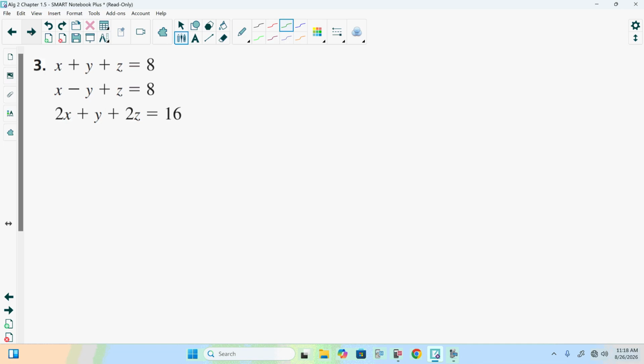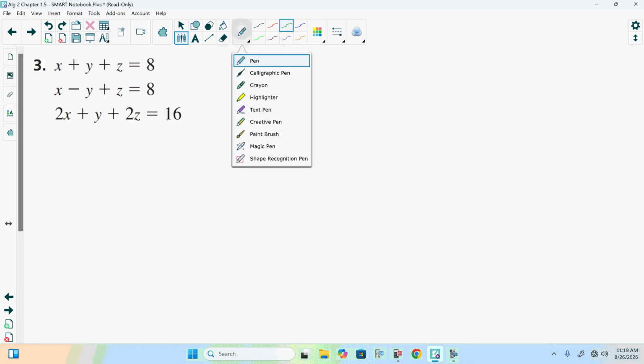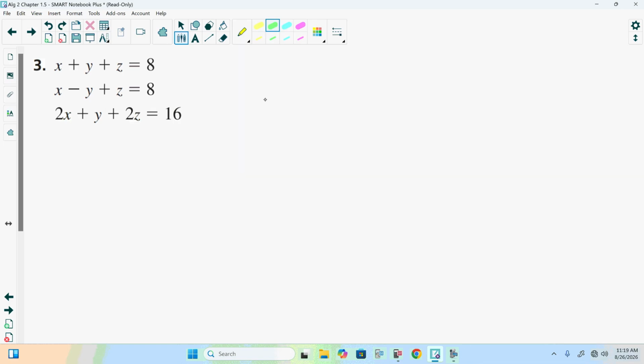x plus y plus z equals 8. x minus y plus z equals 8. And 2x plus y plus 2z equals 16. x, y, or z, which one do we want to eliminate first? y, because we have 1y, negative 1y, 1y. All the values are the same. It seems like that's going to be a nice one to go with first. Which one do we want to use as our eliminator equation? Top, middle, bottom. Middle.